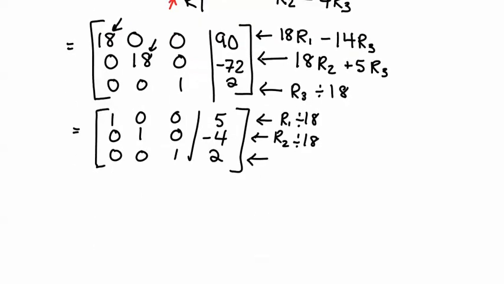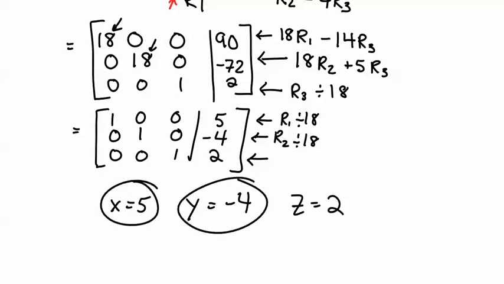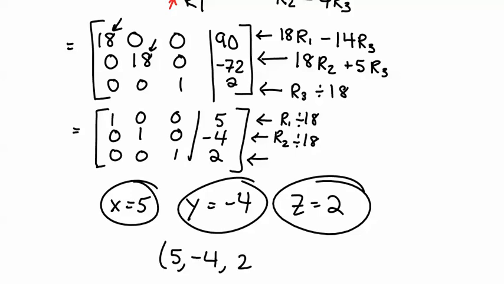Cool, so doing all those crazy row operations has left me with reduced row echelon form. So from reduced row echelon form, I can just pull out x equals 5, y equals negative 4, and z equals 2. So it's like the quickest way. So that's like the solution to our 3 planes.